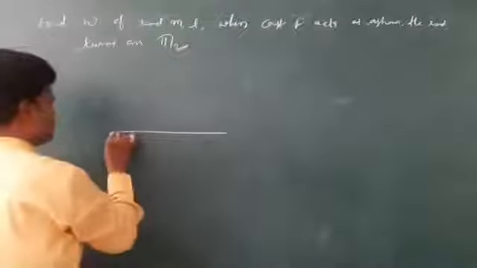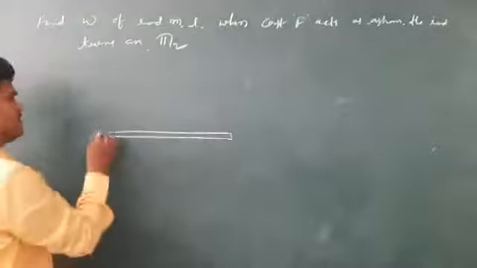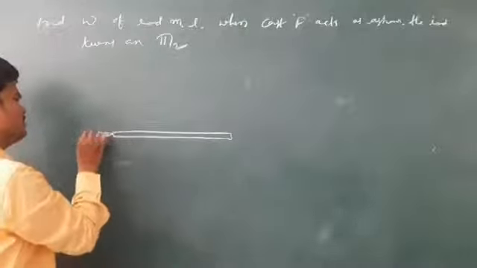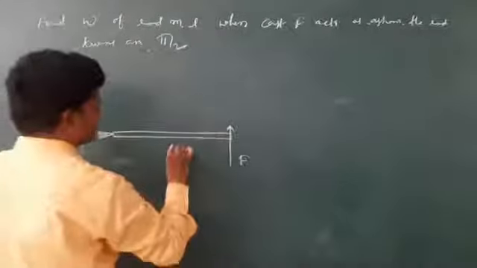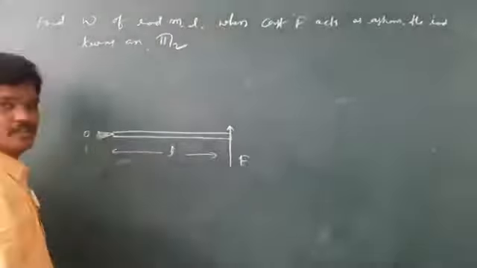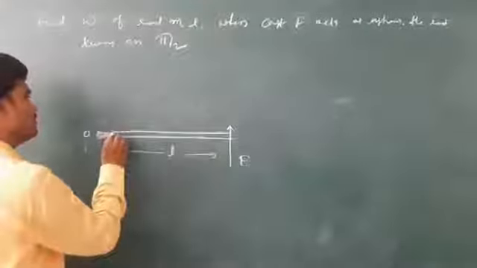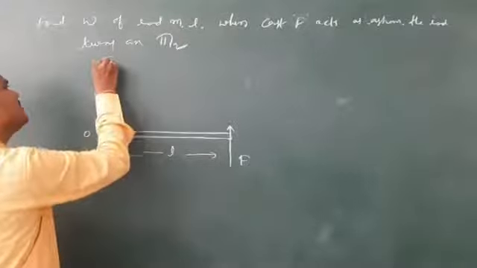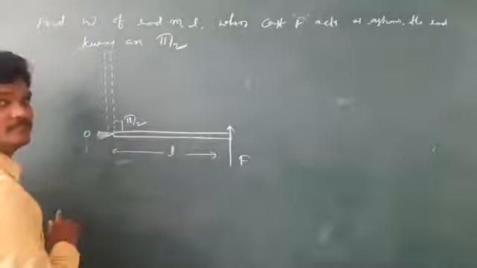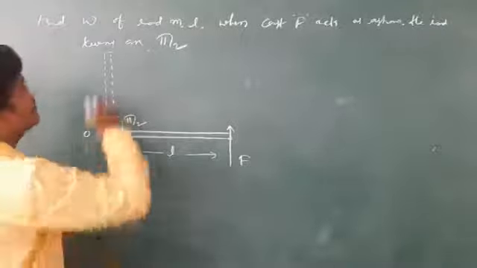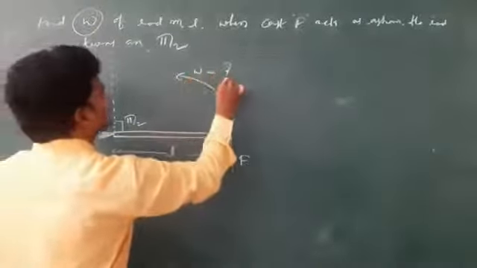See, the initial position of the rod looks like this. Next, I will give the data clearly. This is the simplest question. This is O, and a constant force is acting like this. Due to this constant force, the rod becomes vertical, which means it turned 90 degrees. Then we have to find omega. So the target is to find omega.